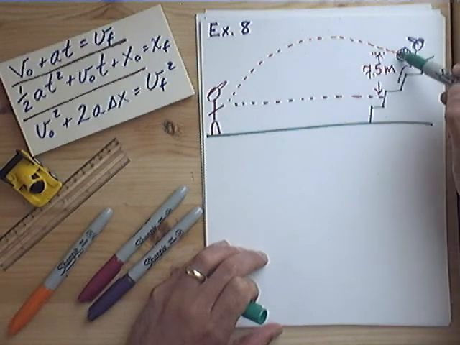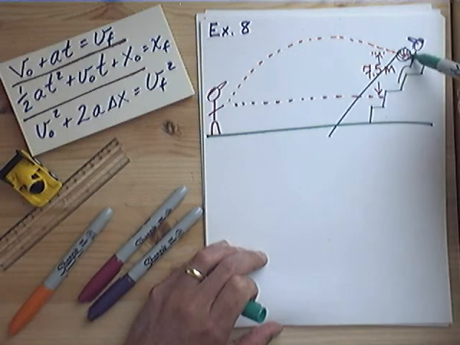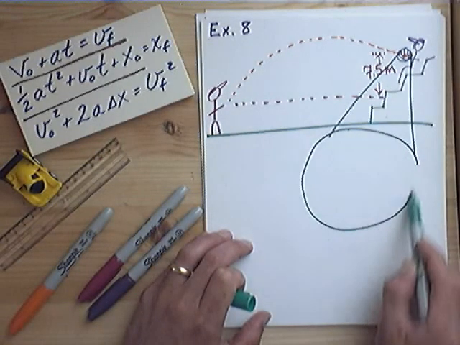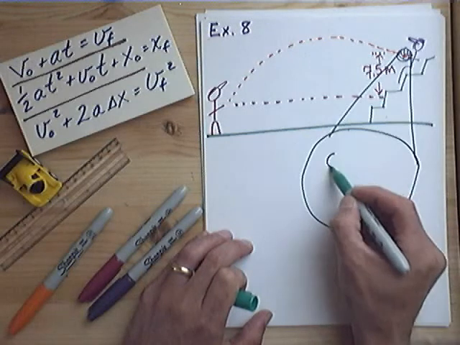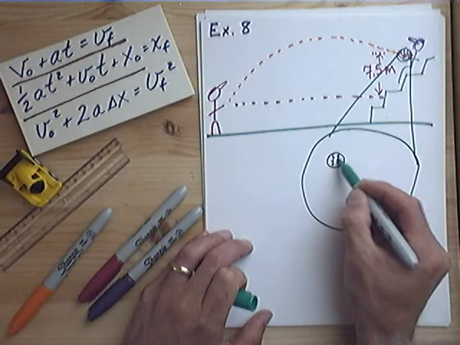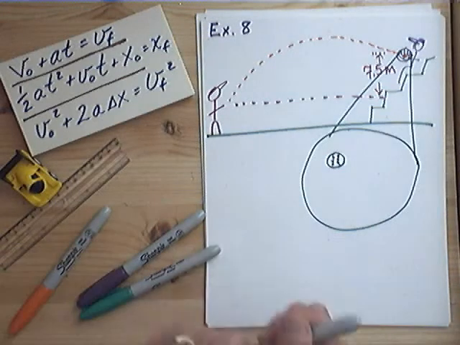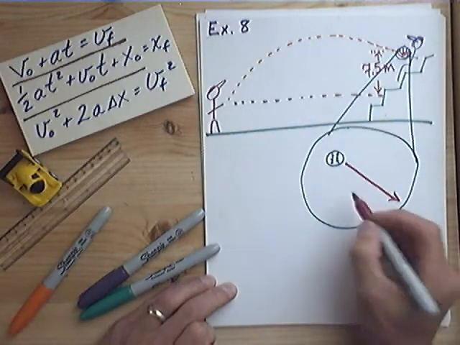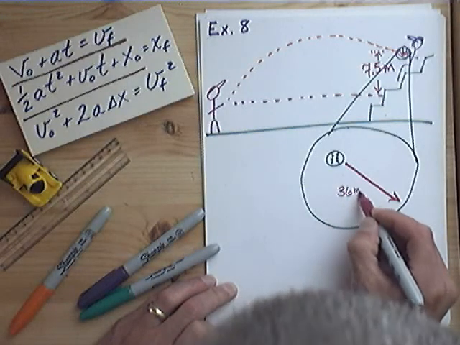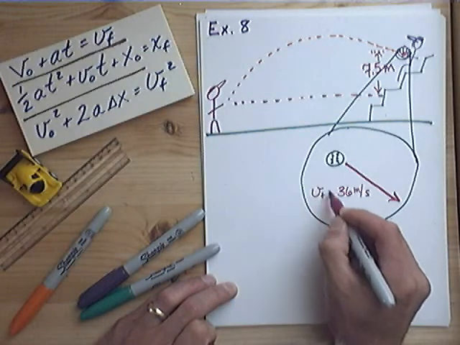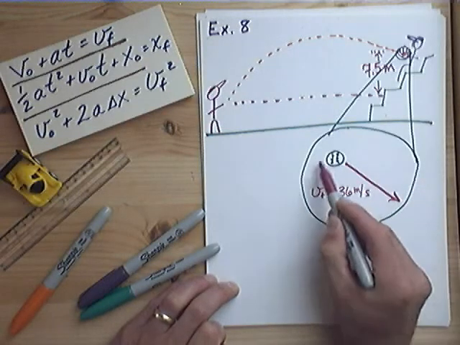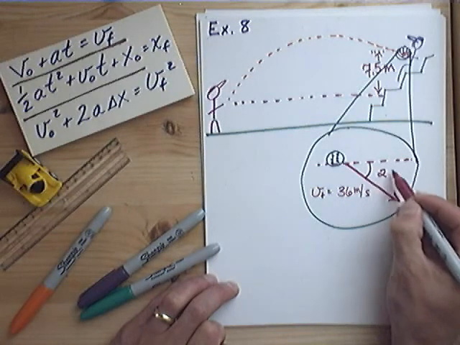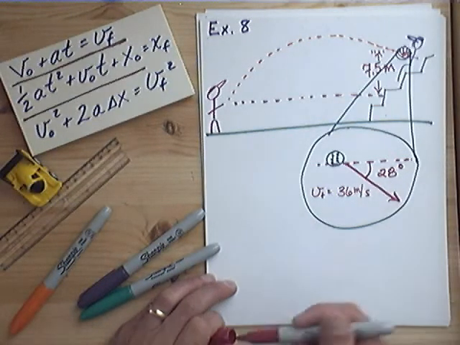Let's take this and expand it out. So now when the ball came in, it had a speed of 36 meters per second. So that's when he caught it. And it came in at an angle of 28 degrees.